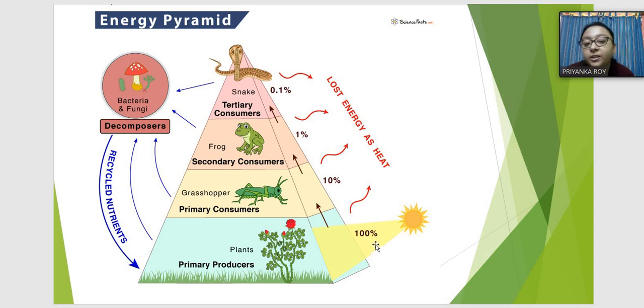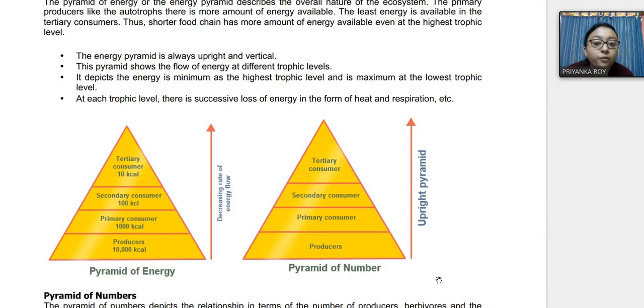So obviously there is a loss in energy as heat also, and overall the energy flow is always decreasing. So it will be an upright pyramid, vertical and upright. And of course from here it again goes to the decomposers and the recycled nutrients are put back into the soil again. So this is all for the pyramid of energy.